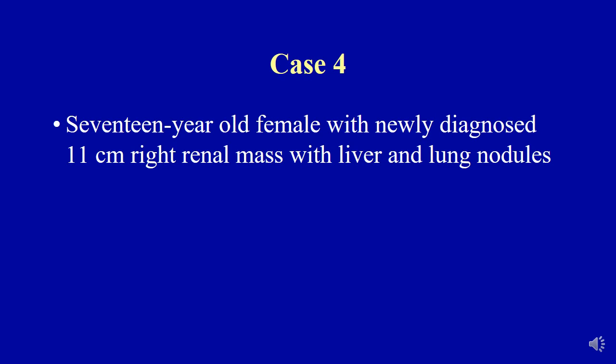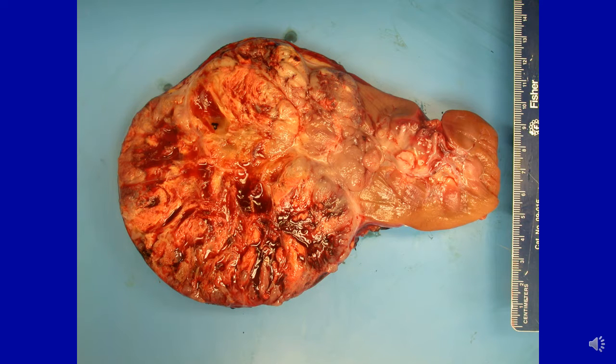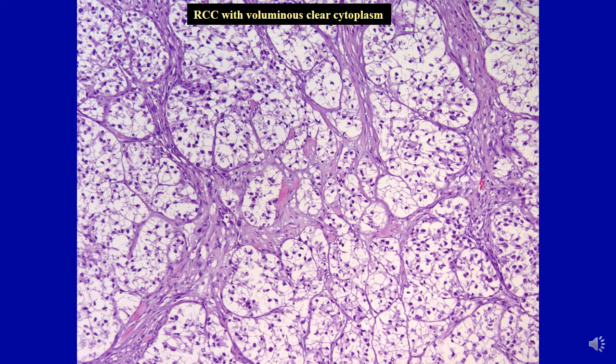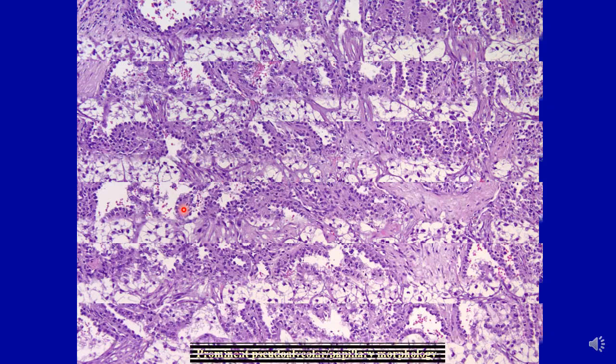So we move to another case, a 17-year-old female with a newly diagnosed 11 centimeter right renal mass with liver and lung nodules. The patient underwent nephrectomy, and you can see grossly this tumor resembles clear cell renal cell carcinoma, looks quite yellow, hemorrhagic and necrotic. Yellow areas usually indicate some lipid content. We sampled this tumor extensively. Some areas of the tumor showed voluminous clear cytoplasm. So this particular area reminds you of a clear cell renal cell carcinoma.